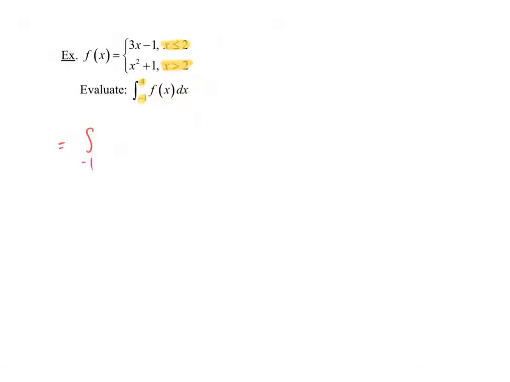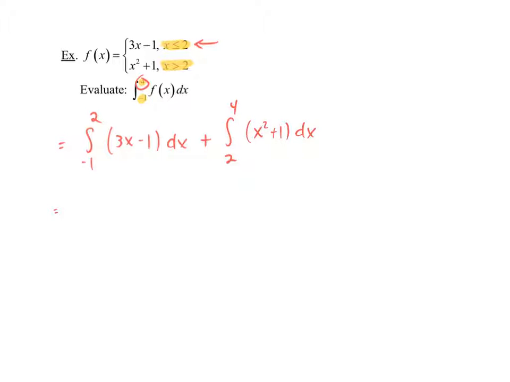It's going to become the integral from -1, which is my lower bound, until 2. From -1 to 2, I'm going to be integrating this function right here because that's the one that applies if x is less than 2. So I'm going to put that in here, 3x minus 1 dx. I'm then going to add that to the integral starting at 2 until 4, which was our original upper bound. From 2 to 4, we're going to be integrating this x squared plus 1 function. So I'm going to write that in as the integrand, x squared plus 1 dx.